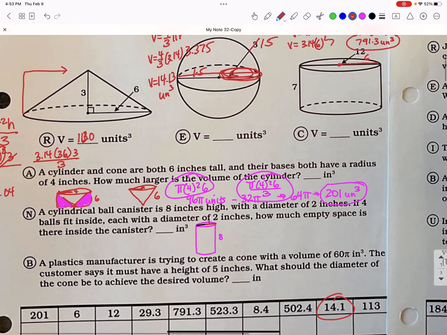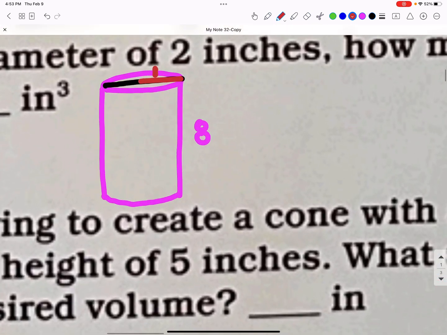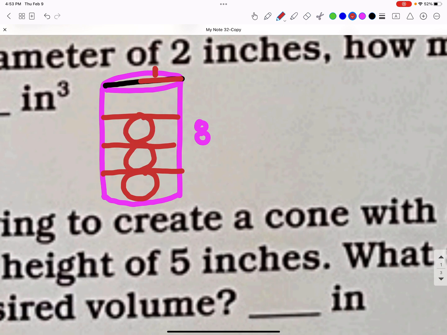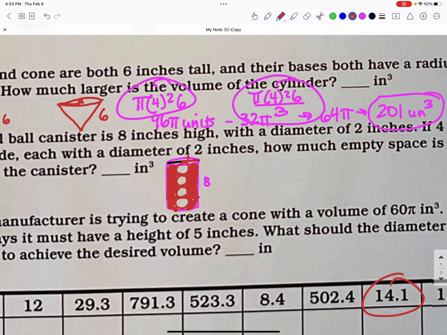So if 4 balls fit inside, each with a diameter of 2 inches, they perfectly fit in there. But there's some empty space. You can see over here is some empty space in the canister. They're asking how much empty space is in this thing, so let's figure out how big the canister is, and we'll subtract away the balls.